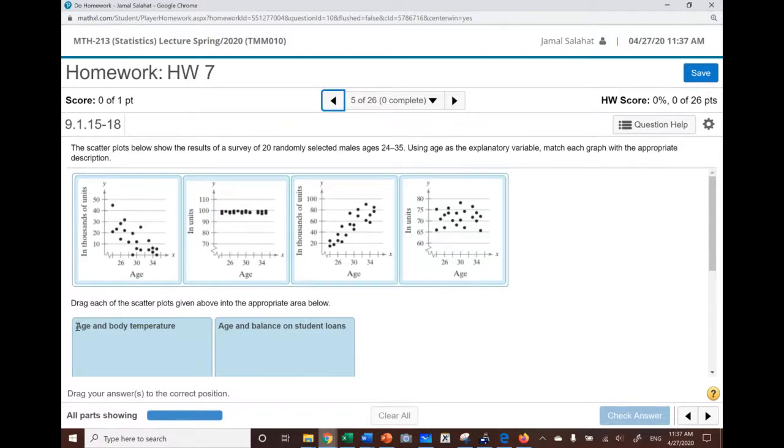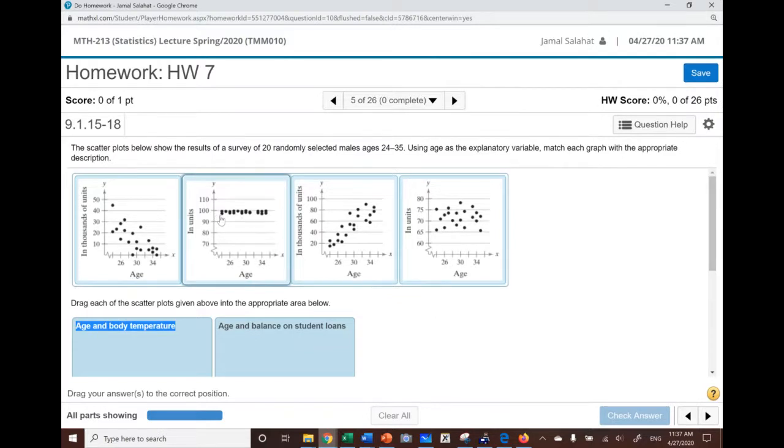So let's talk about the first one in here. Here it talks about age and body temperature. Notice that all of them are age. Look at the y-axis, body temperature. Can the body temperature be in thousands of units? No way. So we're going to look at either option 2 or 4. Now, look at the last one. The body temperature tells you it's around 65 to 80. Now, we know that this is not true. Body temperature cannot be between 65 and 80. People will be dead. So in this case, look at this one.